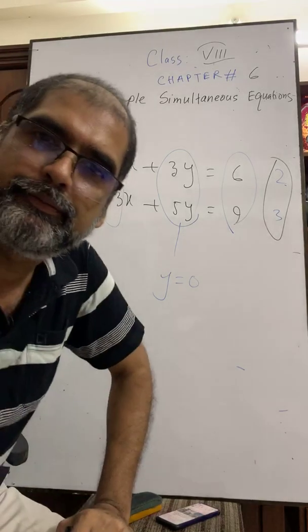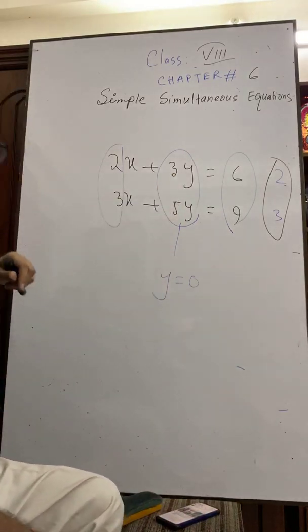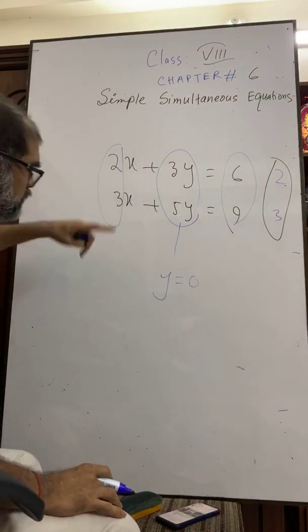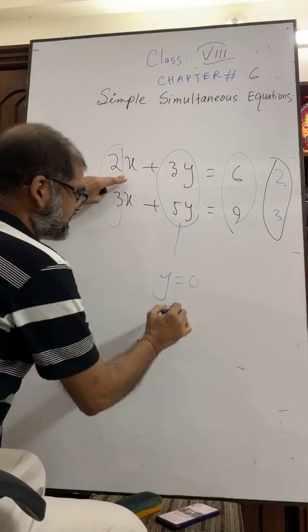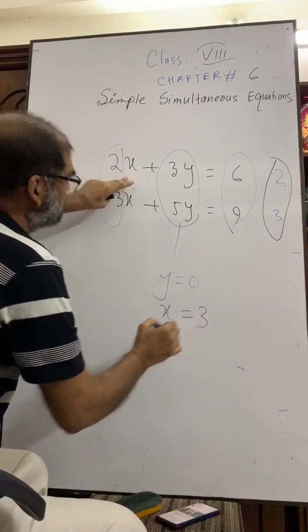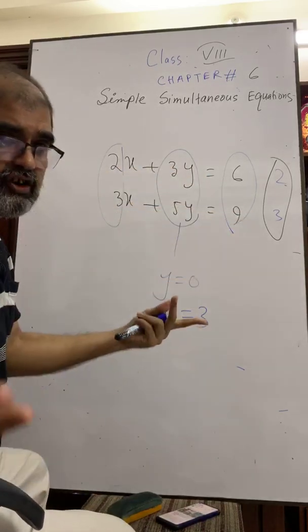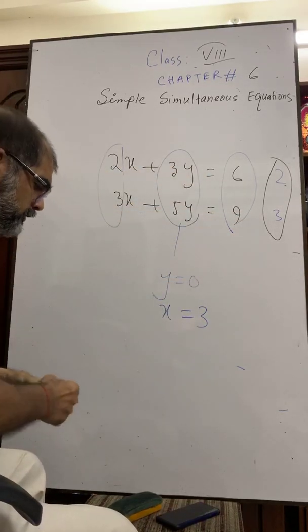Have you got me? If y equals 0, then we get 2x equals 6, that is x equals 3. Twice x equals 6, that is x equals 3. Okay.